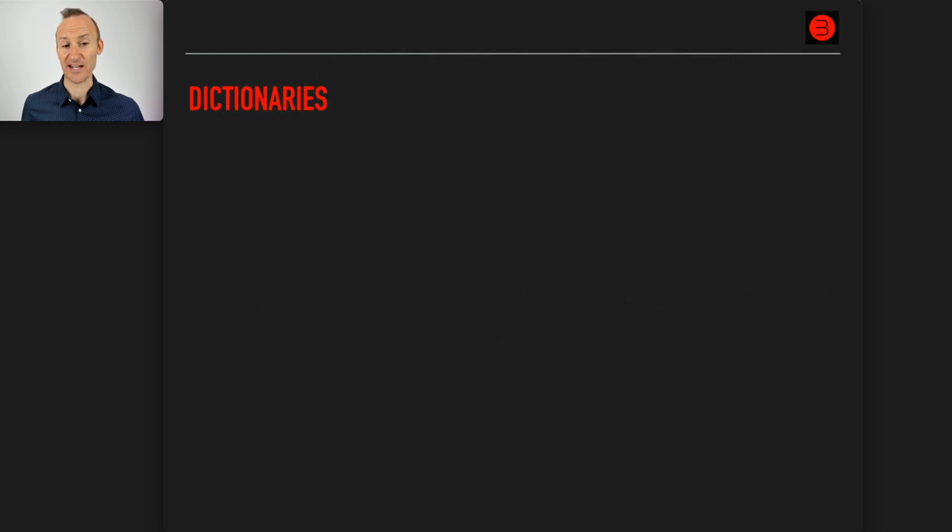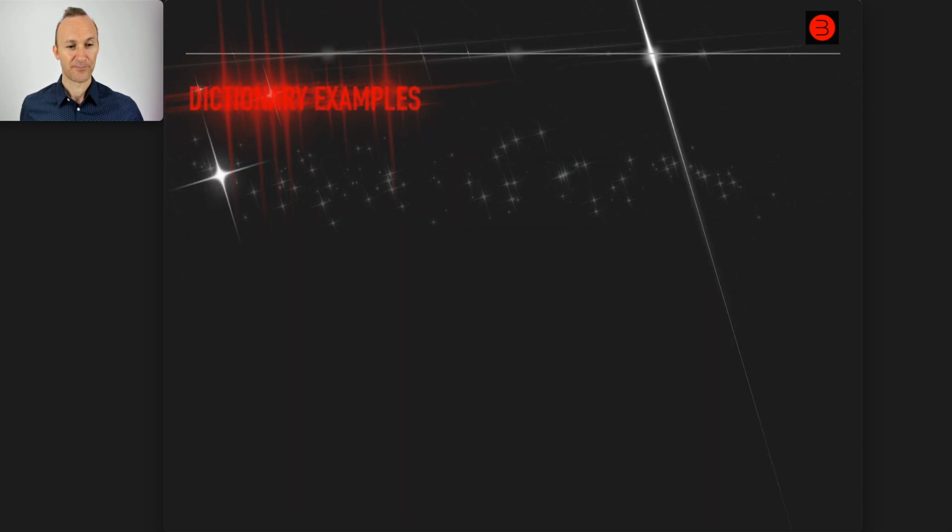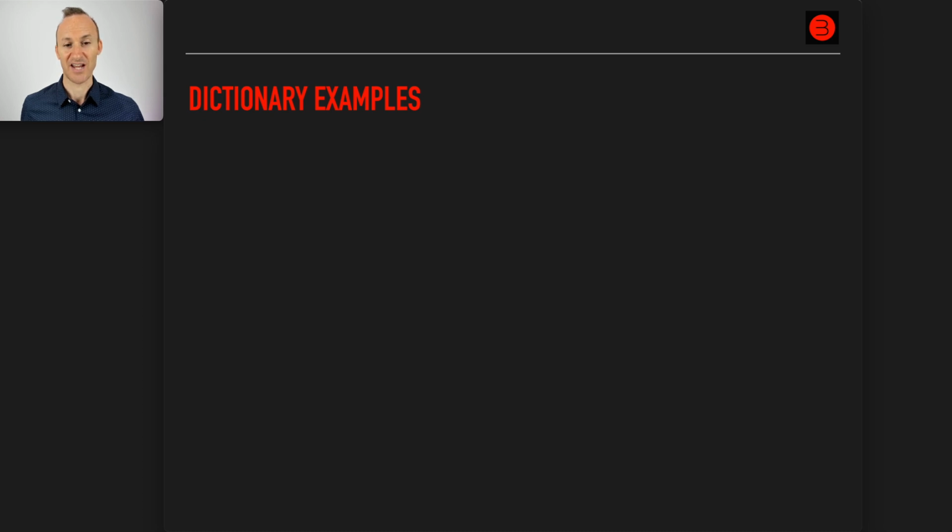Let's start with dictionaries. Dictionaries are Python data structures that contain keys and values, similar to words and definitions in an English language dictionary. Let's look at some dictionary examples to make things more clear.